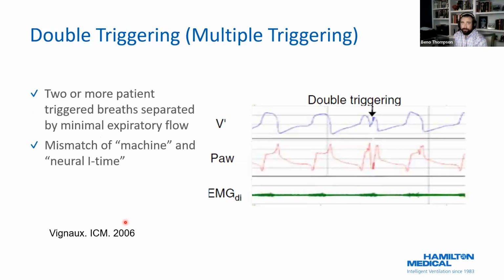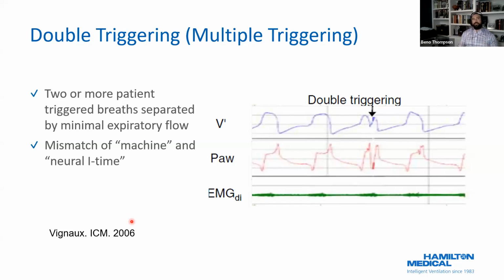Now we have my favorite, and it's also the most recognizable, the double trigger. I've heard so many different names for this asynchrony. You've got the cowboy hat, it looks like a 10-gallon cowboy hat, bunny ears, the camel humps, the double clutch. But whatever you want to call it, it is a double trigger. Okay. And this is a mismatch of the set machine I time and your patient's neural I time. It could also be attributed to a lack of support as well.